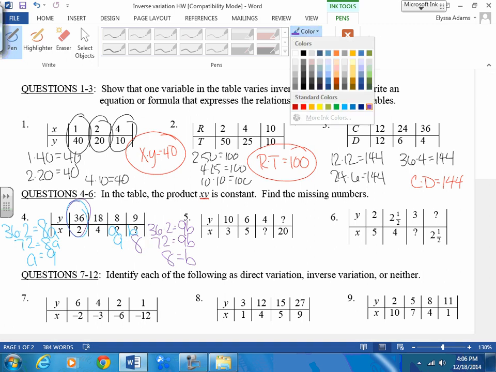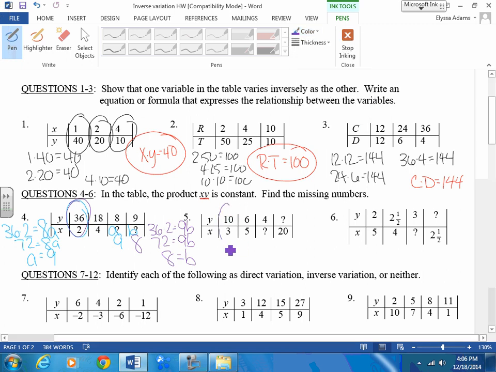When I come over to this one, again, you're told that it's constant. Why not pick the first one? So 10 times 3 is equal to, I'll call this A, 4 times A. 30 is equal to 4A. When you divide by 4, you get 30 over 4 is equal to A.